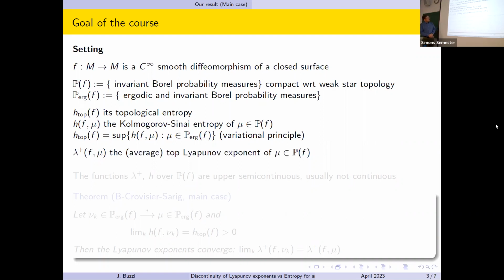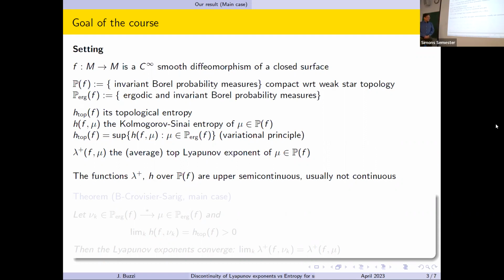I will come back to these things later, but I want to start with the statement of our result. Another thing that we need to talk about is the Lyapunov exponent of a measure. Since we are in dimension 2, there are two Lyapunov exponents, but here lambda plus is the largest one, the top Lyapunov exponent. I have fixed my diffeomorphism F, and so I have two functions, lambda plus and h, the top Lyapunov exponent and the entropy, defined over the compact set of measures.